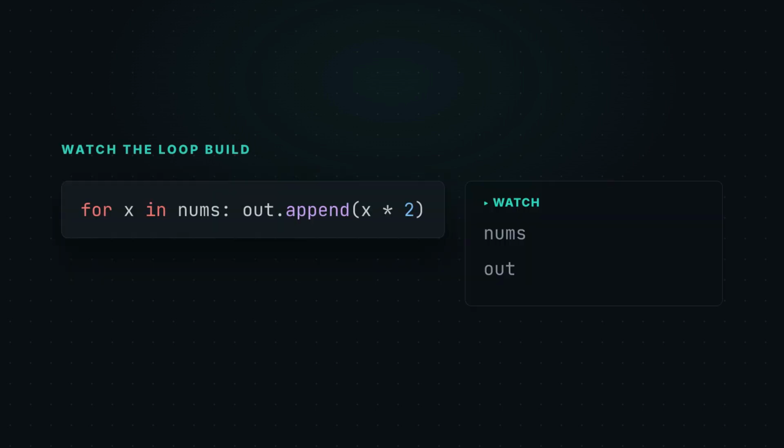Let's watch it run. We start with numbers 1, 2, 3, and an empty out. First pass, we add 2. Then 4, then 6. And out has filled up: 2, 4, 6. That's a loop building a result step by step.